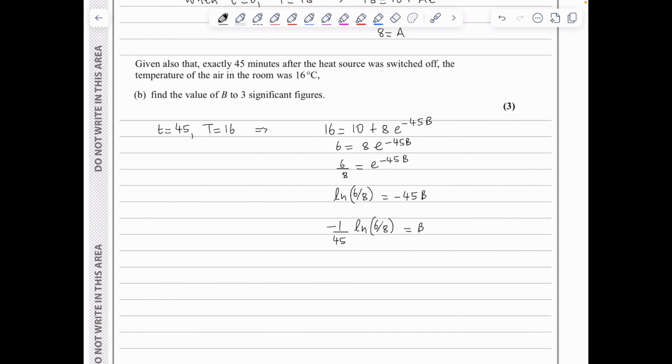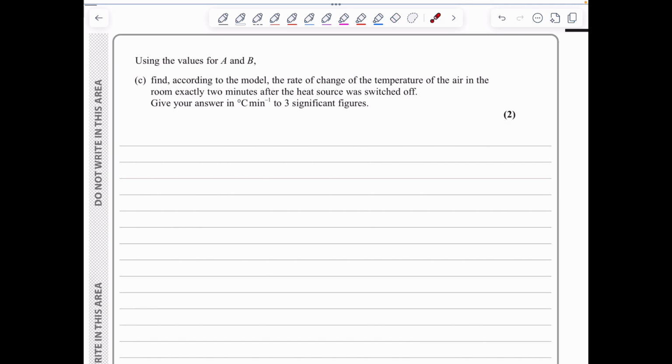If I plug this on the calculator, I get 0.00639 for the value of b. In part C, we need to use the values for a and b to find the rate of change of the temperature exactly 2 minutes after switching off the heat source.